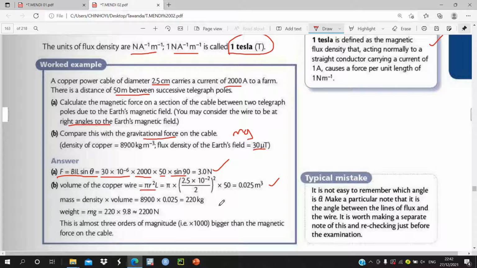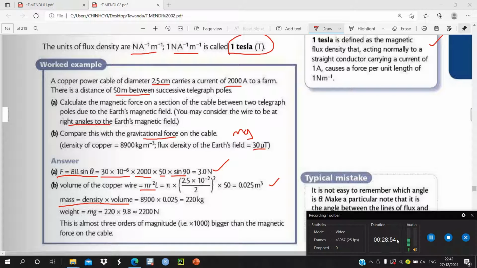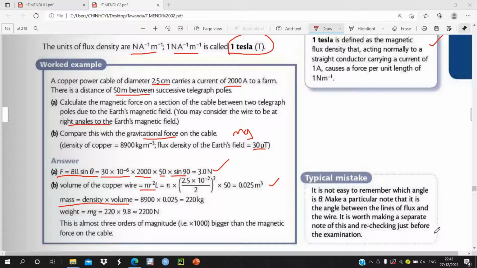And from the definition, density is equal to mass over volume. This is the formula to find the mass. Our mass is density times volume. So here we are given the density, times the volume, the one we've calculated, and we are going to get a mass of 220 kg. So our weight is the mass 220 times g, the acceleration due to gravity, and we are going to get 2200 Newton.